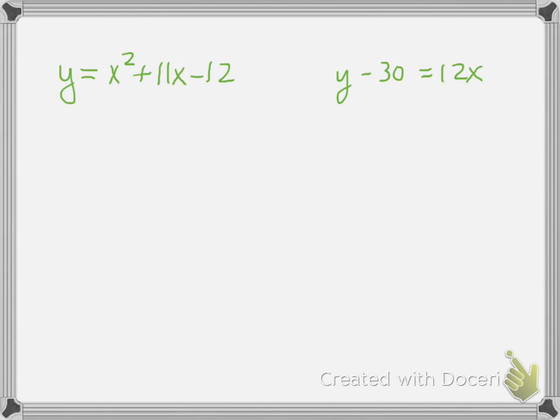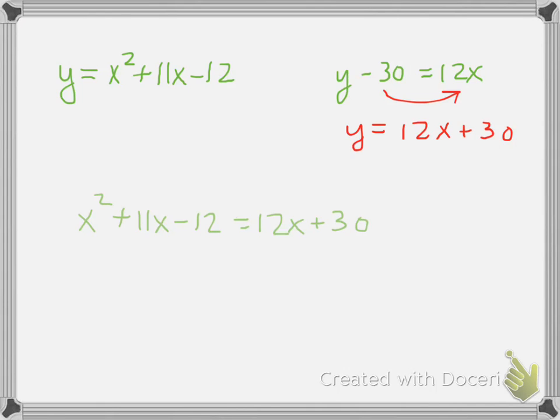Okay, next one, very similar. The only thing we want to do is get ourselves to that y equals spot. So y equals 12x plus 30, before we go ahead and set these things equal to each other. So x squared plus 11x minus 12 equals 12x plus 30. Again, let's see where this takes us. x squared minus x minus 42 equals 0. Looks like (x minus 7)(x plus 6). So we finish up with x equals 7, x equals negative 6.